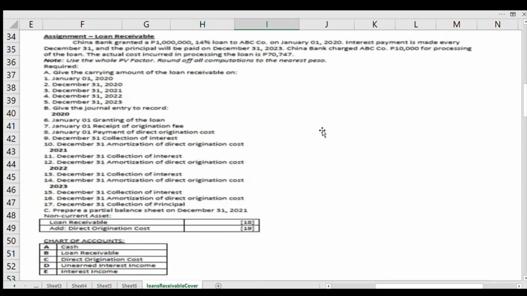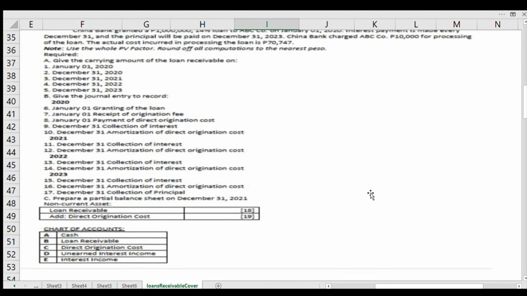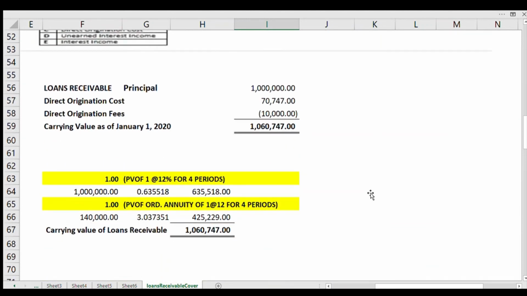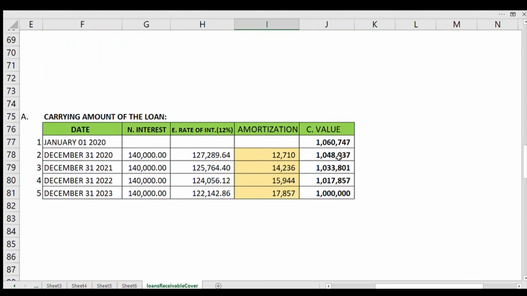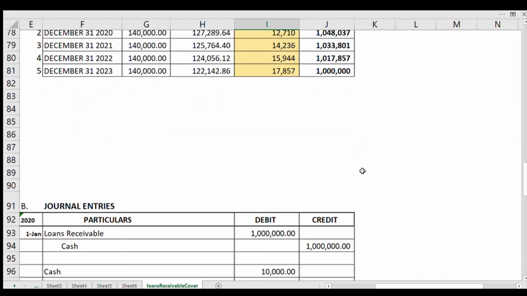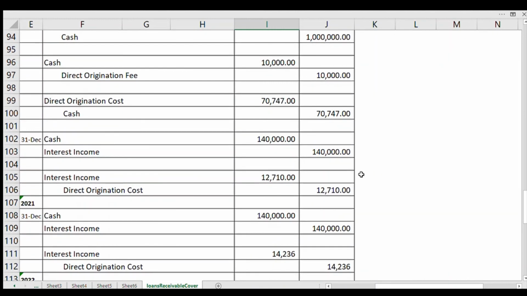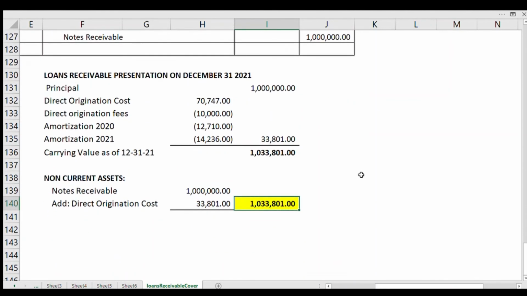So it is just a quick response to the requirement of the problem here. Okay, so I hope this is clear, how to handle this type of problem pertaining to loans receivable. These are the entries again and the presentation.